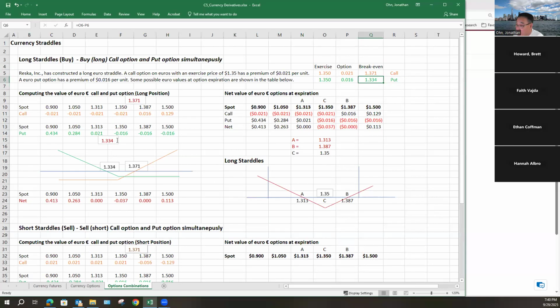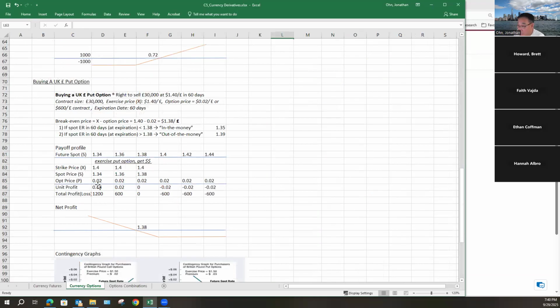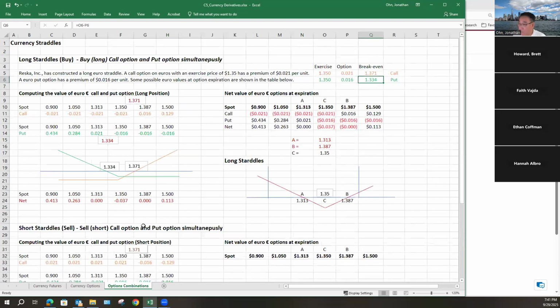So again, if you are out of the money, you just pay the option price. That's the one. If you are in the money, this is what we did: strike price minus spot minus option price. That was our unit profit there, right? So strike minus spot minus option price.